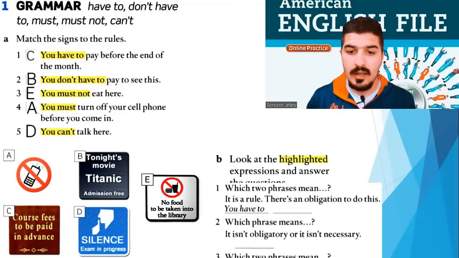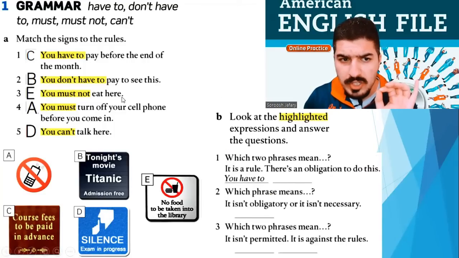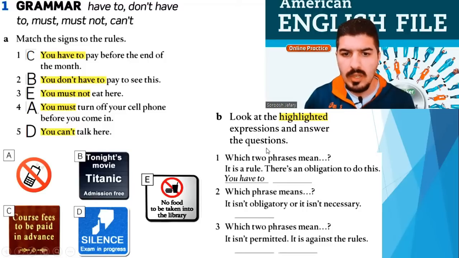Well done. Now, we're not finished. Look at the highlighted expressions, these expressions. You have to, you don't have to, all right? And answer the questions, okay? Number 1, which 2 phrases mean it is a rule, there is an obligation to do it? It means you should do it. Okay, you have to. What is the next one?